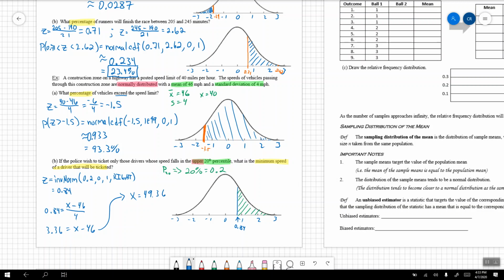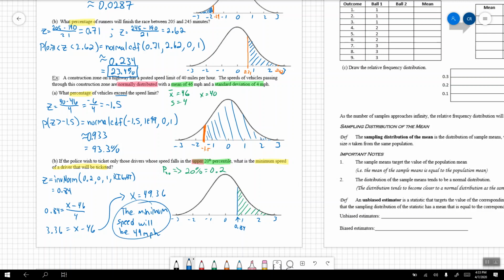So, what is the minimum speed that a driver will be ticketed if a police officer wants to only target the upper 20th percentile? Well, the minimum speed will be 49 miles per hour. Interesting, because again, this posted speed limit is 40. Everybody's on average going 46, which means if you go 49 and the officer's only looking for the top 20th percentile, then hey, you're going to be good.